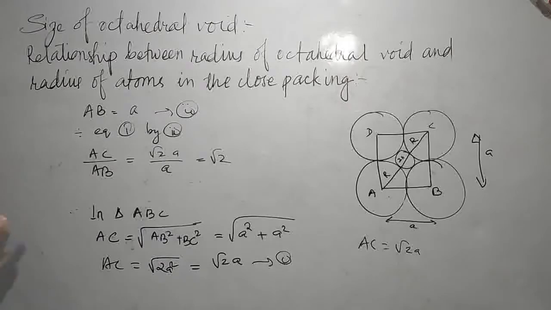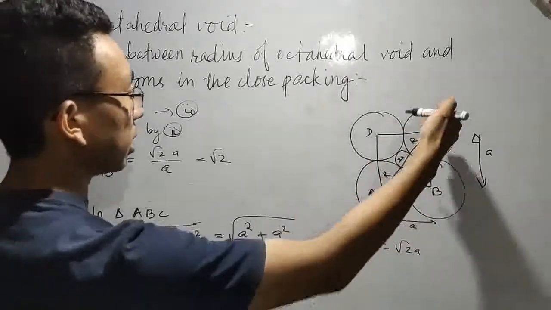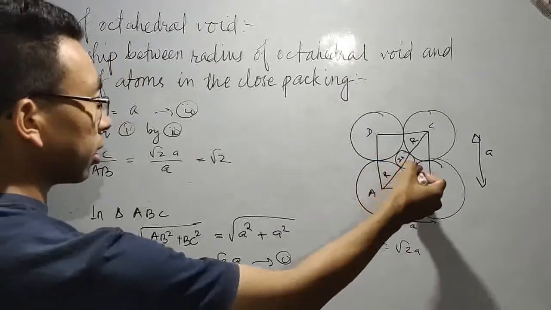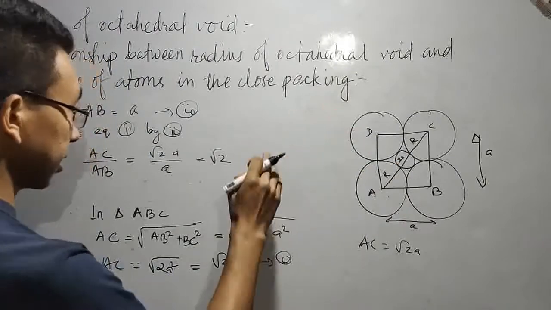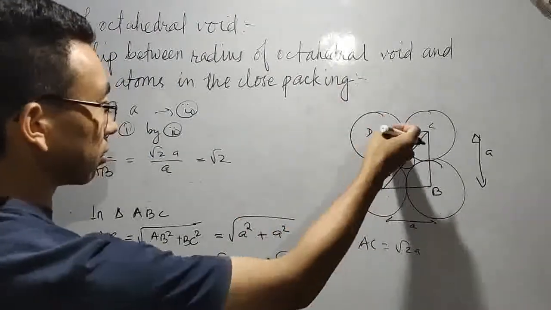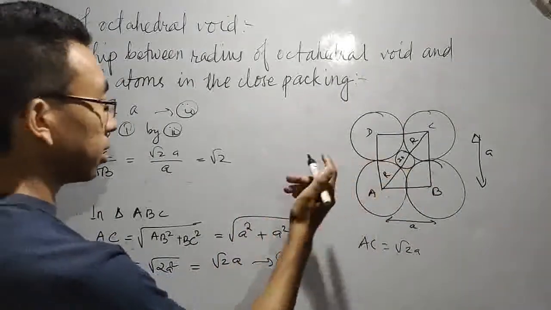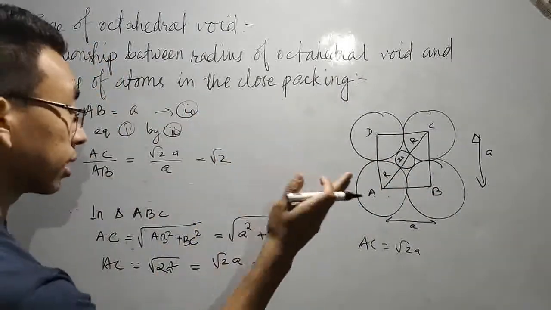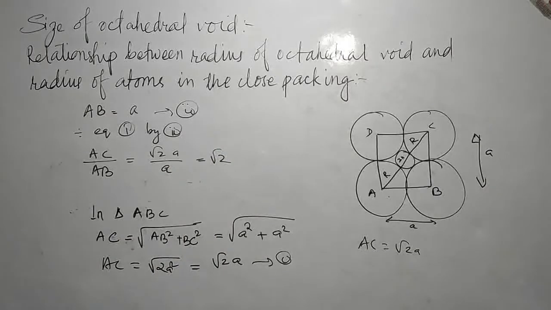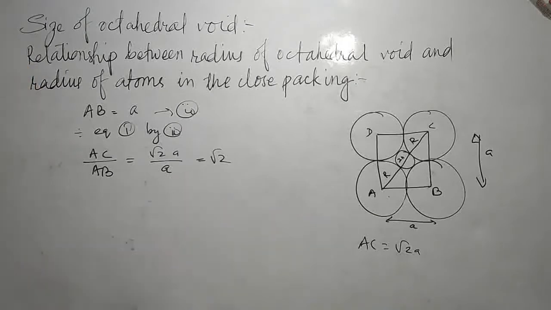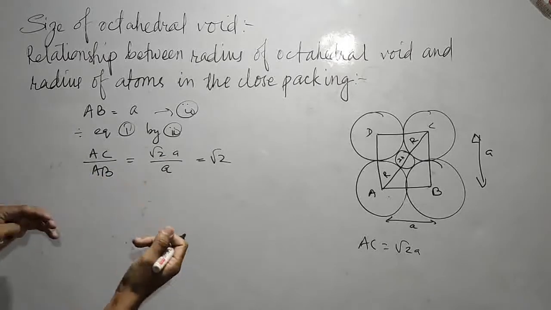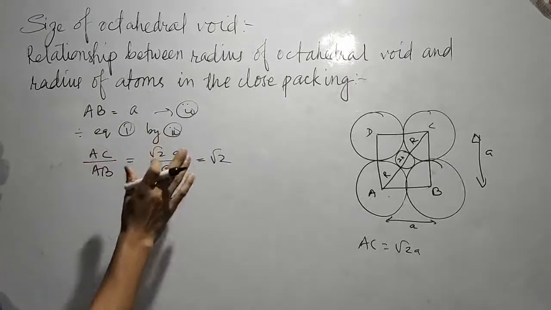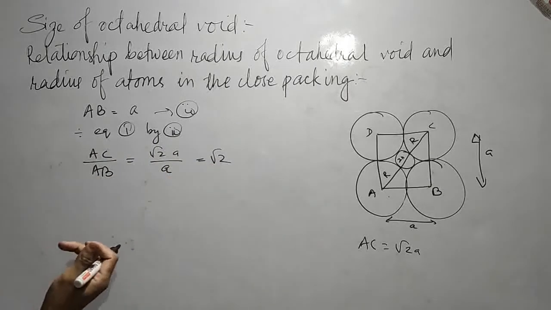So the ratio AC by AB is equal to root 2. The reason why we are taking AC by AB is because along the AC the octahedral void is present, and along AB or BC, the radius of atoms can be found. In relation with these two, we will eventually get the value of the octahedral void. I think you will understand in the next part. Let us go ahead. So this was in the form of A. Now we shall take in the form of R.